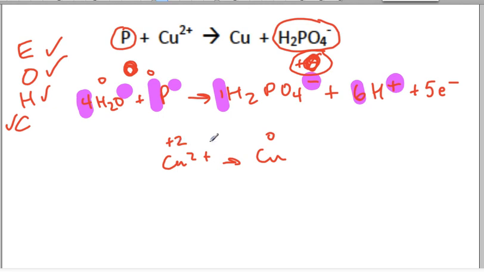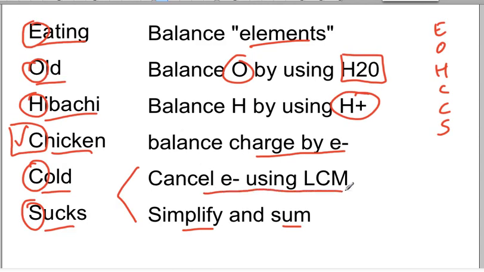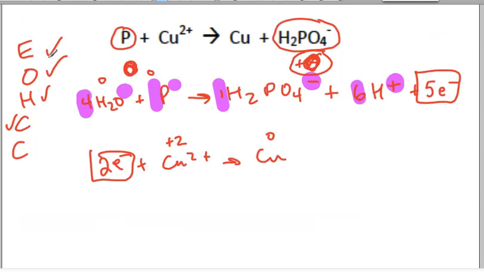This side's 2 and 0, so I add 2 electrons on this side. The other thing you can pay attention to is on each one, the electrons have to be added on separate sides. So I have 2 electrons here, 5 electrons here. I balance charge. Next thing is cancel. You have to be able to cancel your electrons using the lowest common multiplier. Whenever you balance a redox reaction, the electrons have to cancel.